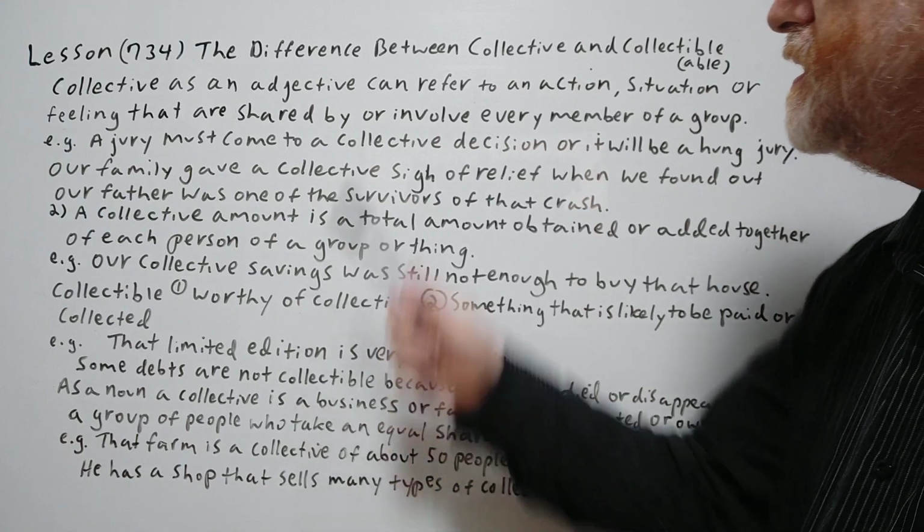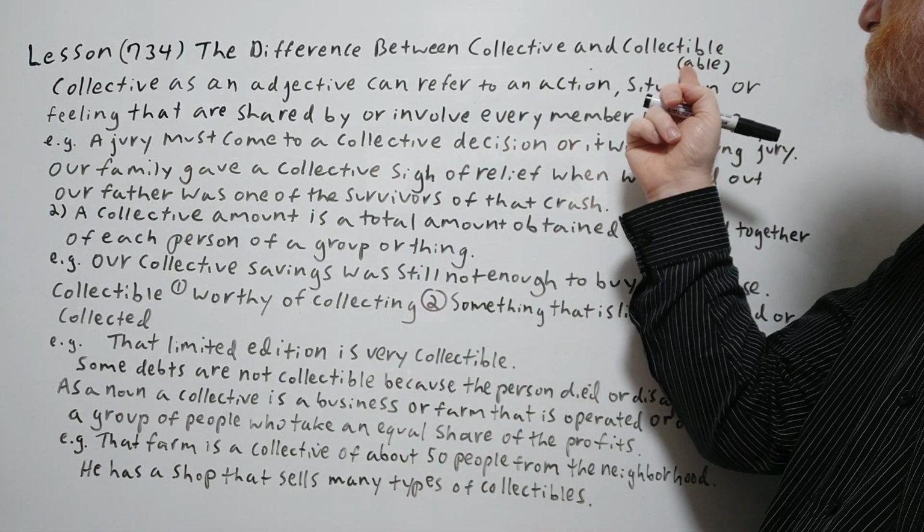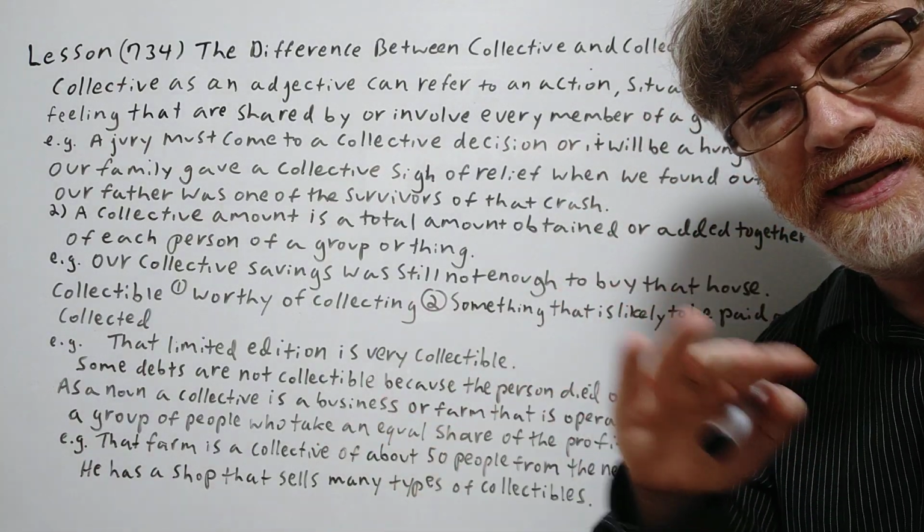Title of today's lesson is the difference between collective and collectible. And sometimes you may see collectible spelled with an A-B-L-E instead of an I-B-L-E, but it's a lot less common.